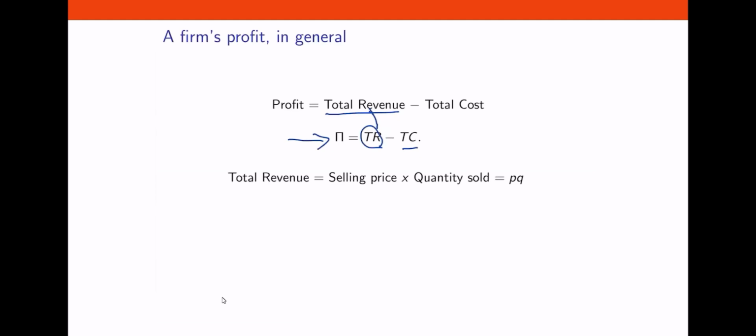Let's think a little bit more about total revenue. We've already thought about total cost. We've seen some examples, but how does total revenue come about? Well, if you think about it, the total revenue is the number of items sold times the price at which they are being sold. You get income of P for each unit sold. So the total income is the number of units sold times their selling price. So it's P times Q. So the profit is TR minus TC, and TR is PQ.